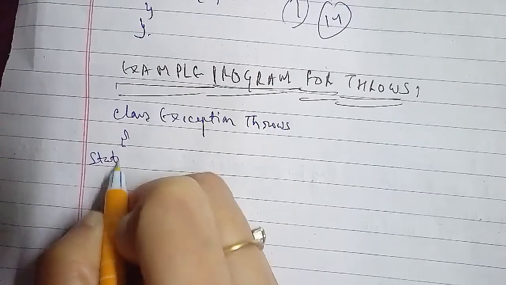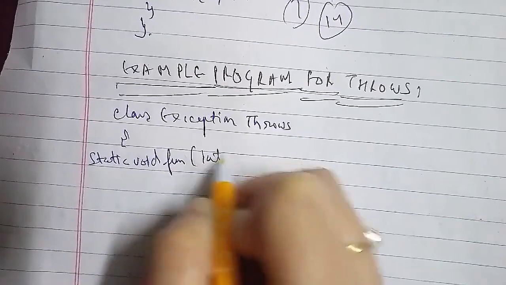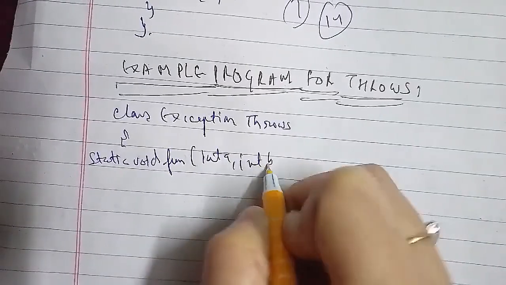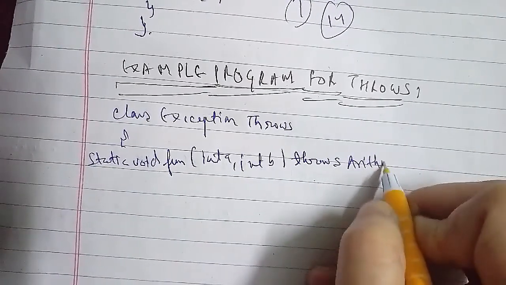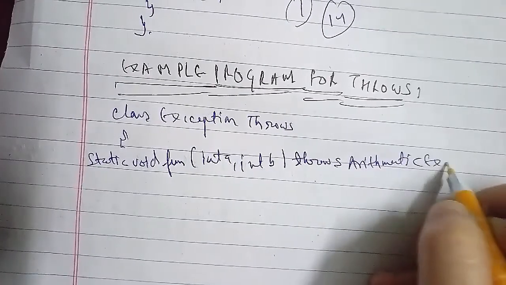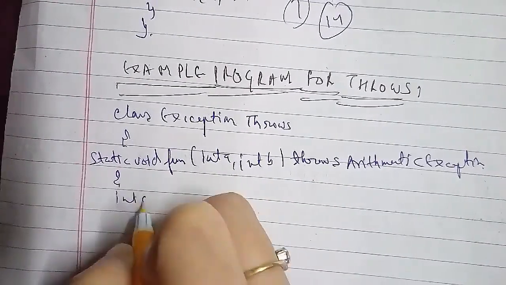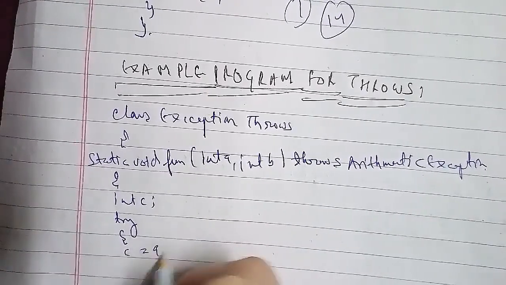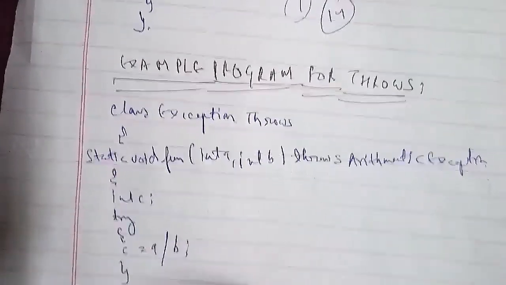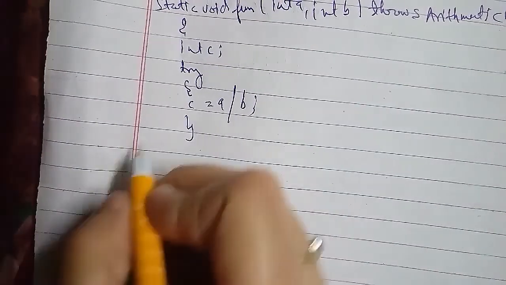Then try, c equals a by b, close the curly bracket. Then further we have catch (ArithmeticException e). So we'll print that: System.out.println("got exception" + e).